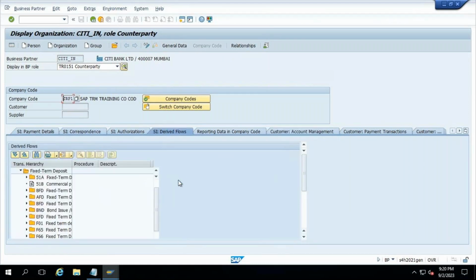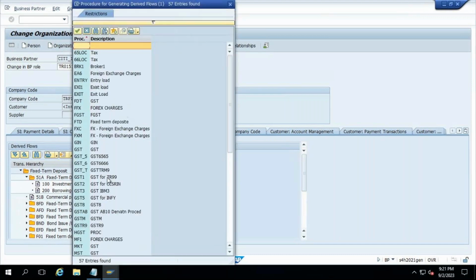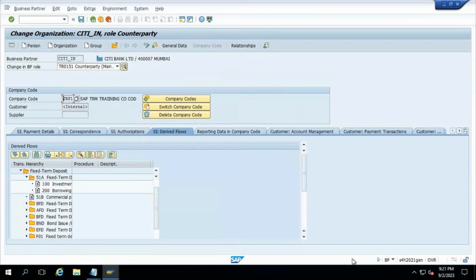Now there is a kind of derived flow. Derived flow is another thing: if you want to do the calculation of TDS or any tax, you can define it under derived flow. Based on that, for the particular taxes you want to apply, here for the investments, you can select it and accordingly it will apply. When you create a deal, at that point the system will take the tax calculation procedure from this business partner. So this is how the business partners are different.